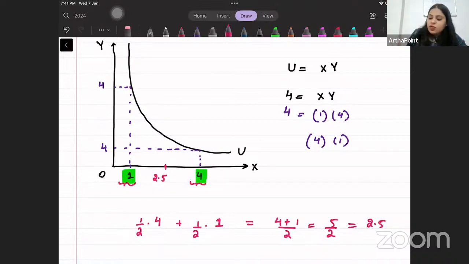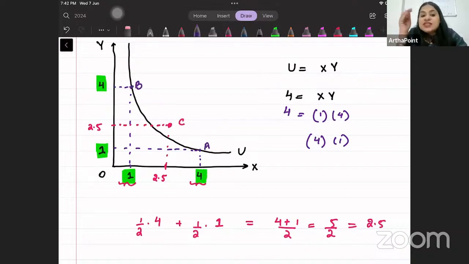Similarly, I give half to this and half to this, should be 1, sorry, and half to this. So 4 plus 1 by 2 will be exactly 2.5. So I will have 2.5 here. The bundle 2.5, 2.5 should lie here. This is bundle C. I can name the other two as bundle A and bundle B. So bundle C is the average of bundle A and B.